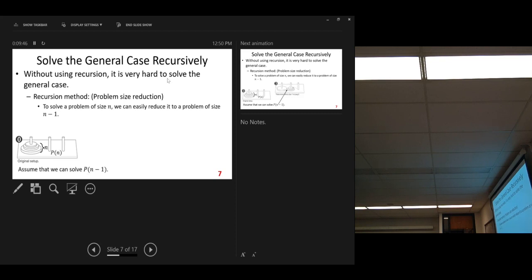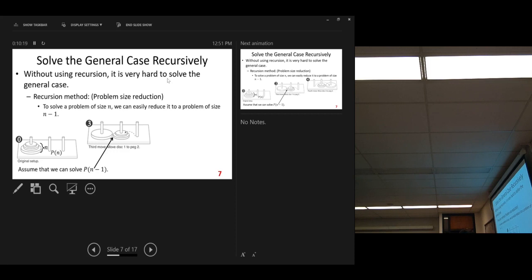Assume we can solve P of n minus 1. We have that solution, so we just do the extra part. We do not do the whole thing. We just do the extra part. Now, let's solve P of n minus 1 first. That solution, we assume we have it. So let's do it. We have that solution.